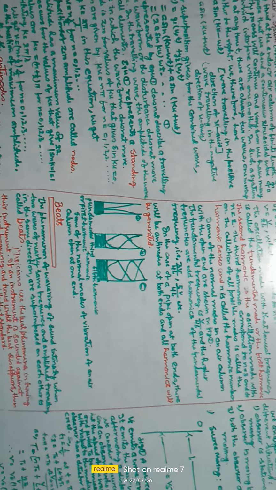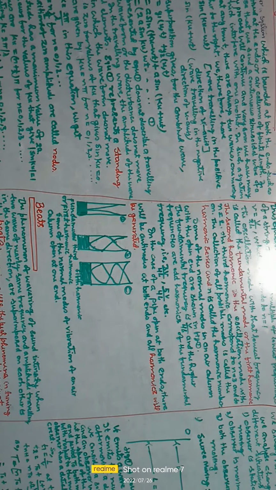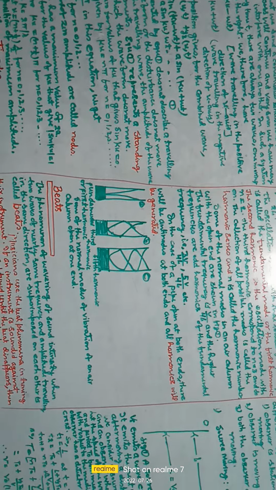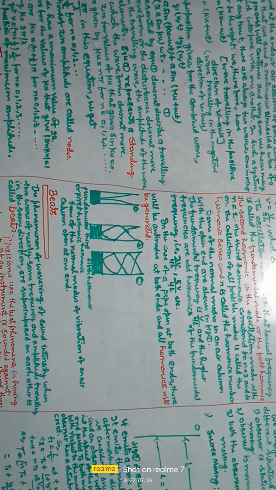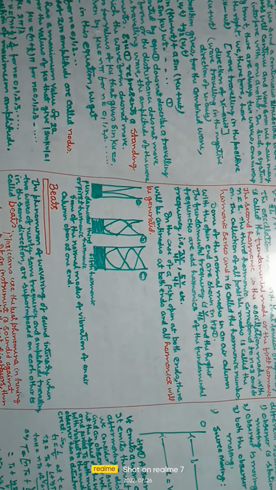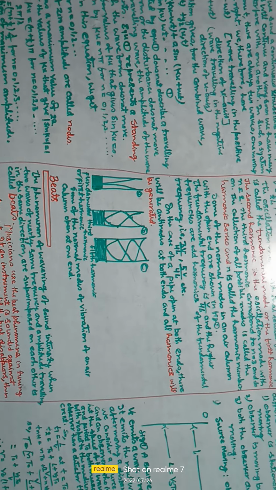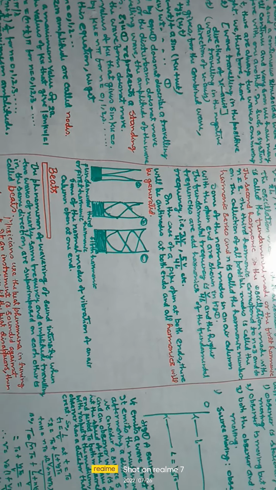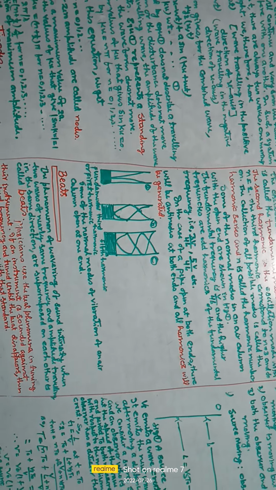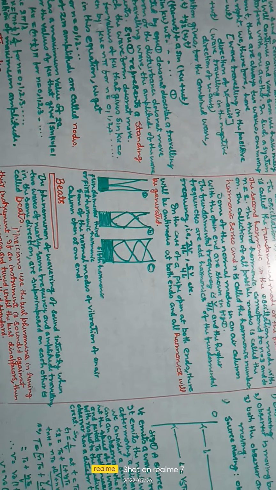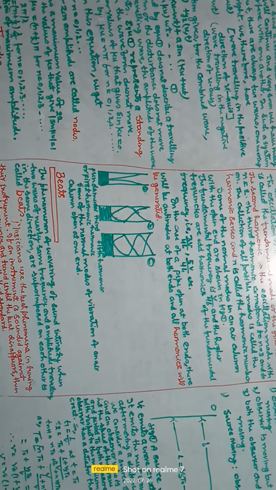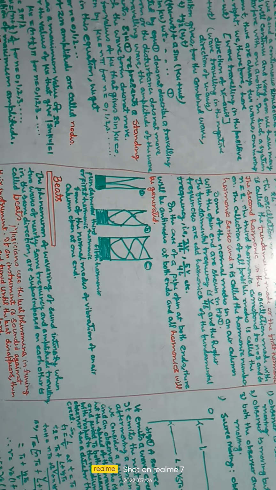Now beats. The phenomenon of wavering of sound intensity when two waves of nearly the same frequency and amplitude travelling in the same direction are superimposed on each other is called beats. Musicians use the beat phenomenon in tuning their instruments. If an instrument is sounded against a standard frequency and tuned until the beat disappears, then the instrument is in tune with that standard frequency.